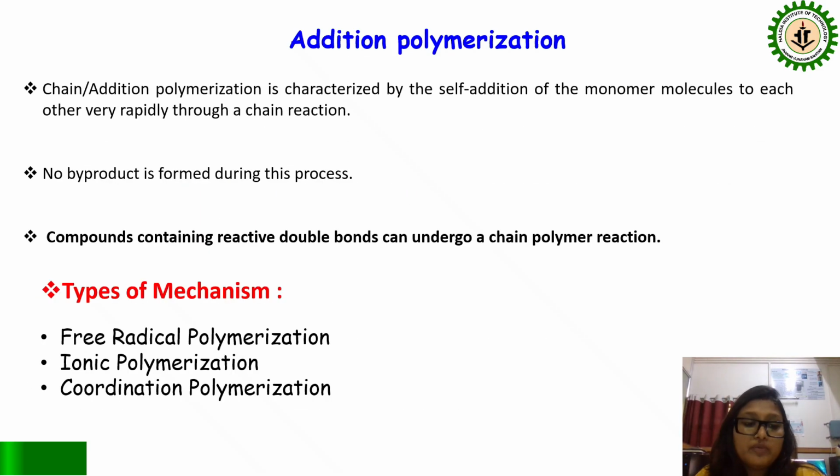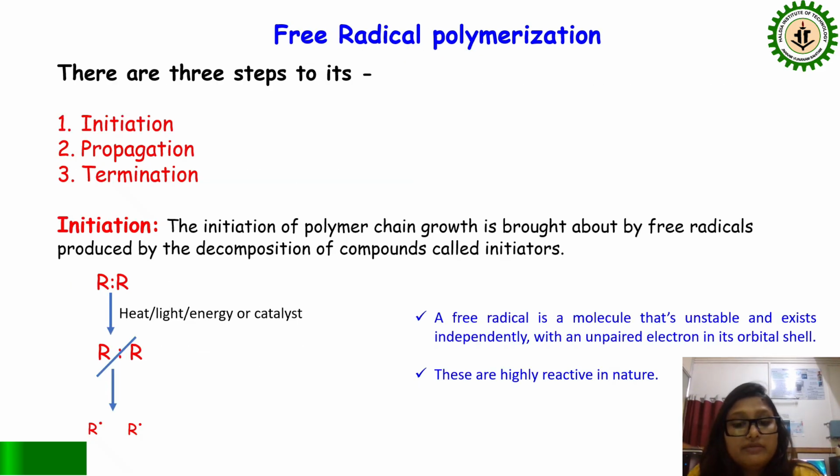Let's begin with addition polymerization. Addition or chain polymerization is characterized by self-addition of monomer molecules to each other, and that happens very rapidly through a chain reaction. Keep in mind that no byproduct is formed in addition polymerization, and a compound containing double bonds can undergo a chain polymer reaction. Why so? We will get to know eventually. There are three types of this: free radical polymerization, ionic polymerization and coordination polymerization. We will have a look at free radical polymerization in this video.